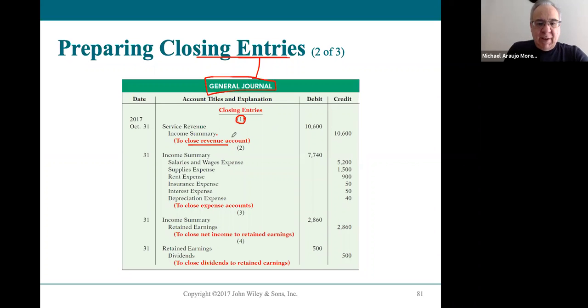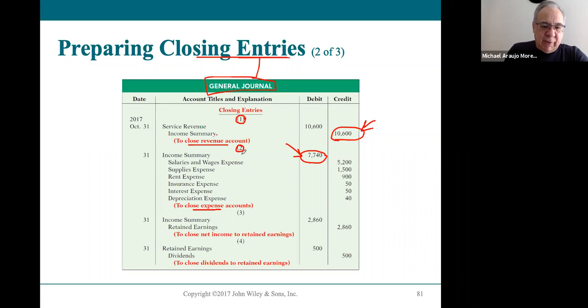Okay. The second thing we do is close our expense accounts. Well, expense accounts all have debit balances, so each expense account needs to be credited an equal amount. So each balance is zero. And the total amount of expenses will be moved to the debit side of income summary. So income summary now has all of the revenue and all of the expenses sitting in it. The revenue is on the credit side of income summary. All the expenses are on the debit side of income summary.